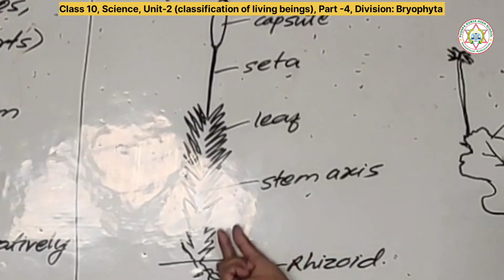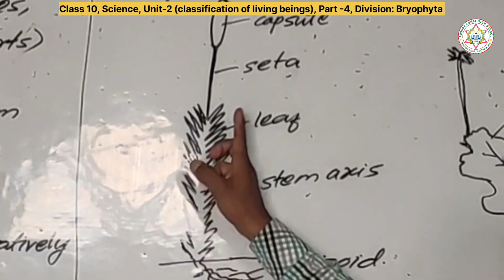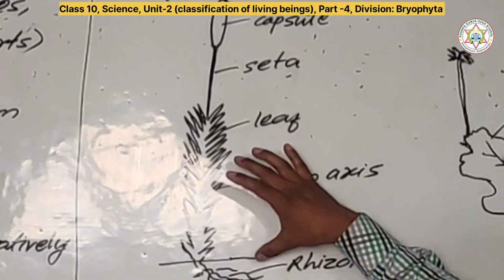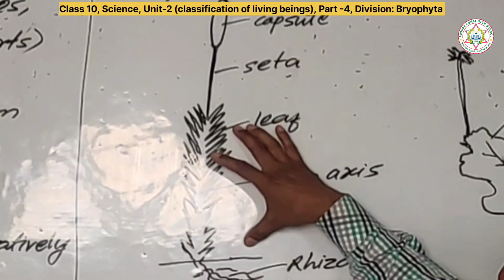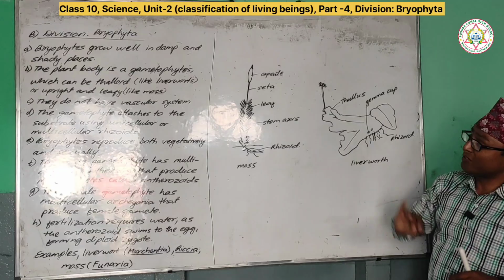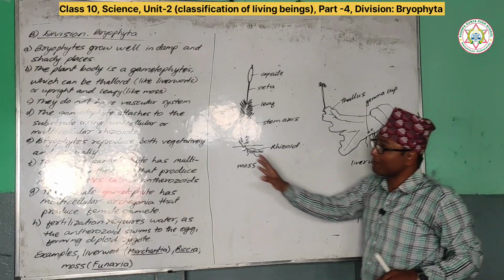And it looks like a thread-like structure. So they are upright and leafy. Leafy means they have a leaf. So in the gametophytic stage, some are thalloid, some are upright and leafy, like moss.